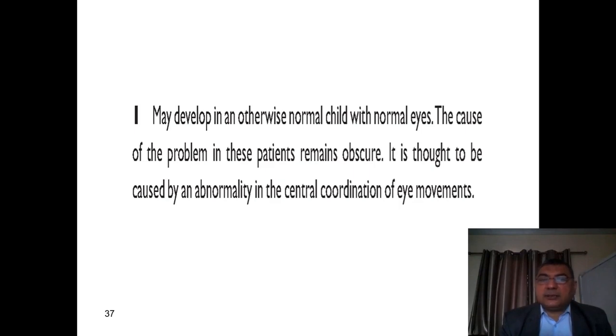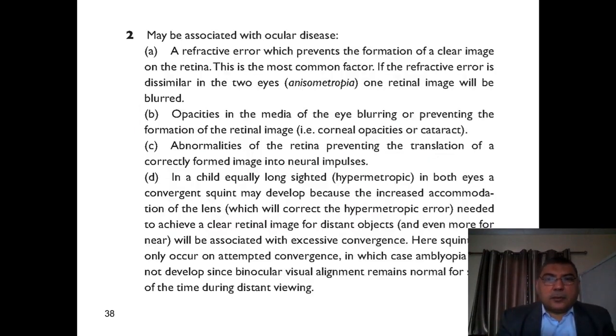Usually it is thought that it is due to abnormality in the higher cortical or higher center coordination of ocular motility. But there are other occasions where we find causes for this non-paralytic strabismus.